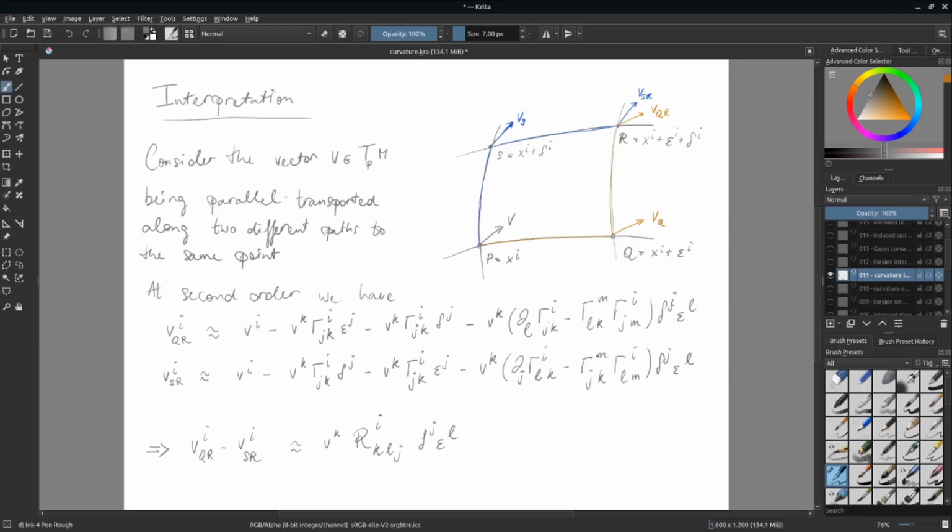And so it turns out to be essentially vk times my Riemann curvature tensor times both of my displacements. So one thing you can imagine curvature as describing is how much distorted your vectors are if you go through different paths. So that's how you could explain curvature.